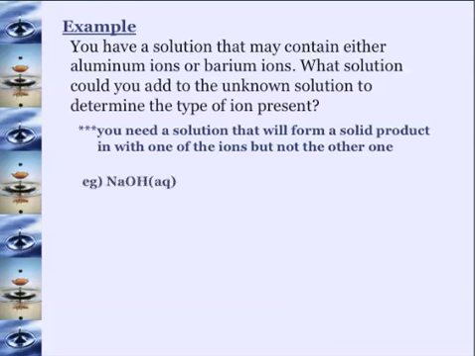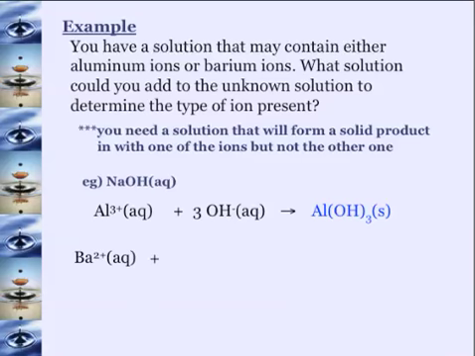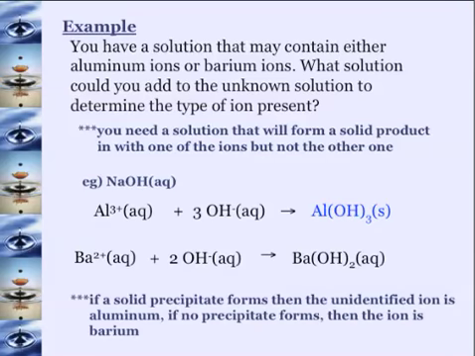So for example, here we have NaOH, which is aqueous. Okay, if we have this aluminum, and our OH ions forms a solid, but if we have our barium ones, this is aqueous, okay? So if a solid precipitate forms, then the unidentified ion is aluminum. If no precipitate forms, then the ion is barium. Quite easy to tell, okay?